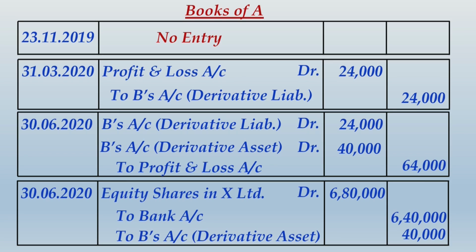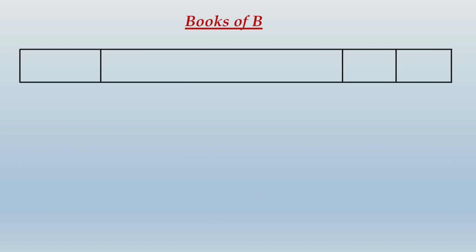Alright friends, you would have finished writing this whole thing. Let us move ahead and see what will happen in the books of B. Now in books of B, the treatment is much straightforward. On 23/11/2019, that is at the trade date, no entry shall be passed.